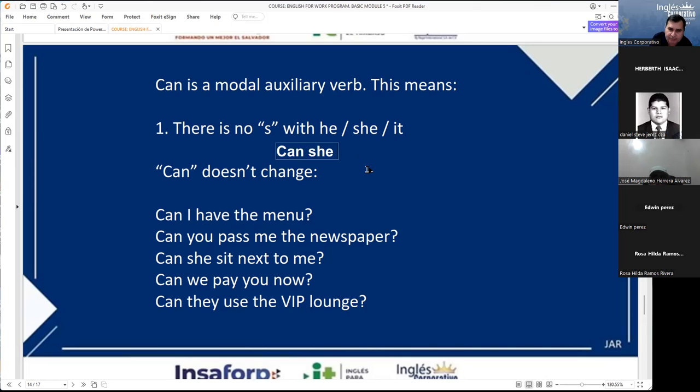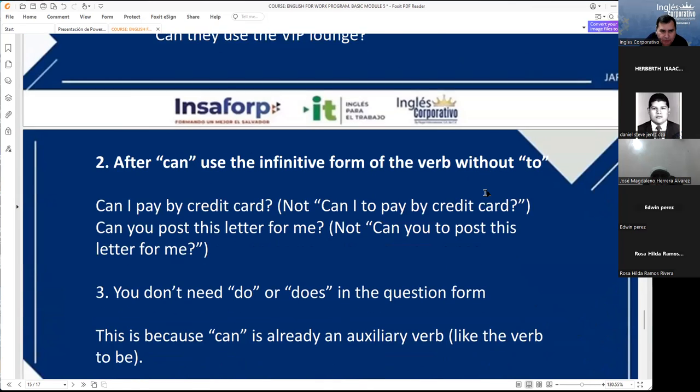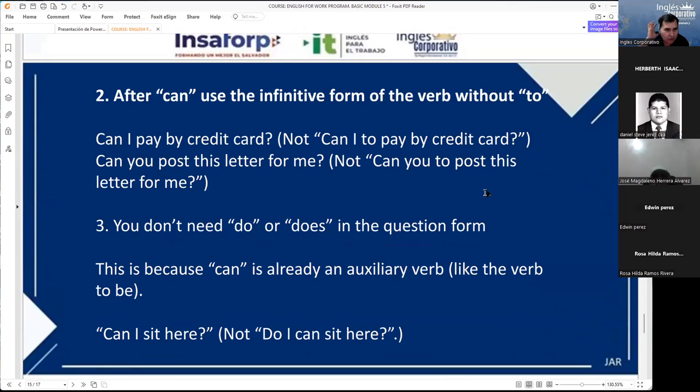Notice how. Can she come with us? Notice, no is. Can she come with us? Can doesn't change, it's normal. Can she come with us? Okay. After can, use the infinitive form of the verb without to.